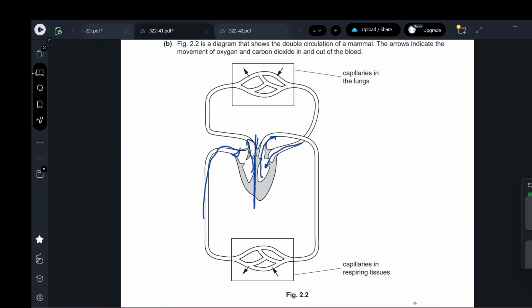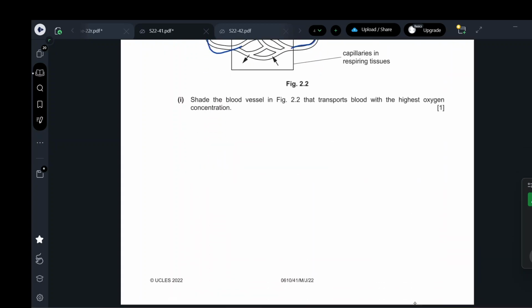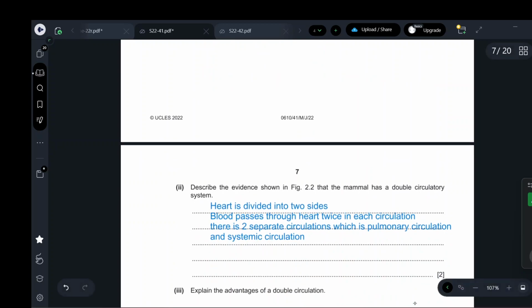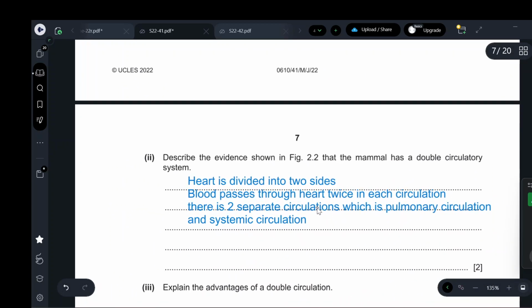Also, you have two circulations. There is the pulmonary circulation between the heart and the lungs, and there is the systemic circulation between the heart and the body. So, what is your evidence that this is a double circulatory system? The heart is divided into two sides. Blood passes through the heart twice in each circulation. There are two separate circulations, pulmonary circulation and systemic circulation.